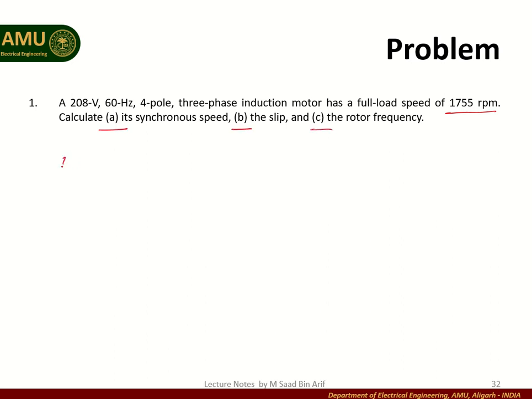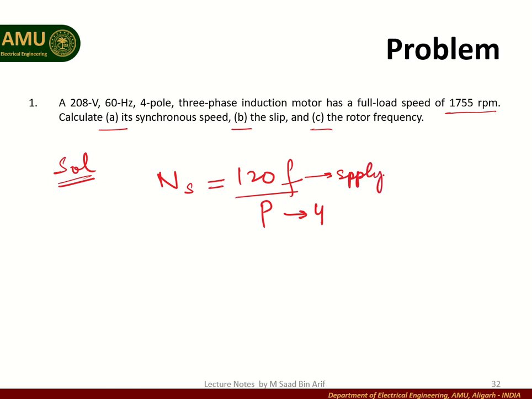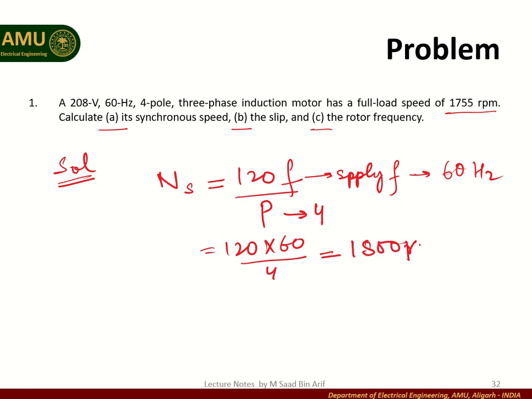Okay, the solution will be like this. You are asked to calculate synchronous speed. Synchronous speed is nothing but the speed of the revolving magnetic field, and it is given by 120 into supply frequency upon number of poles. Here the number of poles is 4 and the supply frequency is 60 hertz. So what we have is 120 into 60 upon 4, which is 1800 RPM.